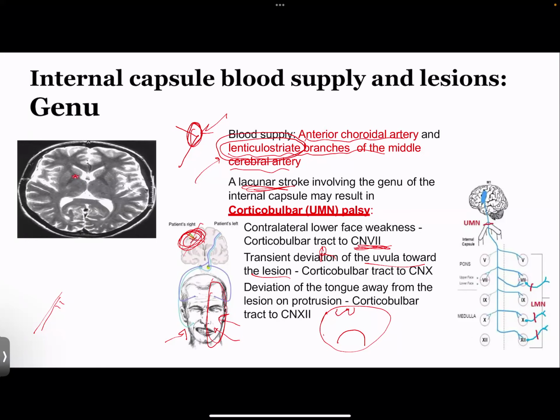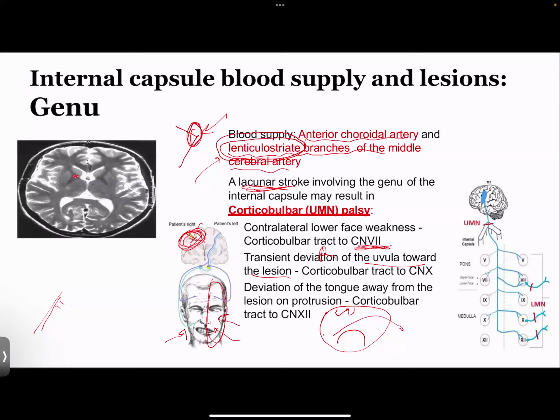And the tongue is going to deviate away from the lesion. Why does the tongue deviate away from the lesion? Because this side is contracting and this side is relaxed. If this side is contracting, it's going to push the tongue toward the contracting side. The relaxed side is just going to be flaccid.